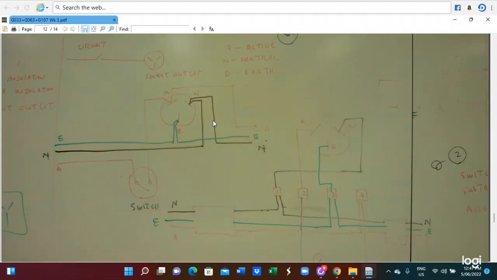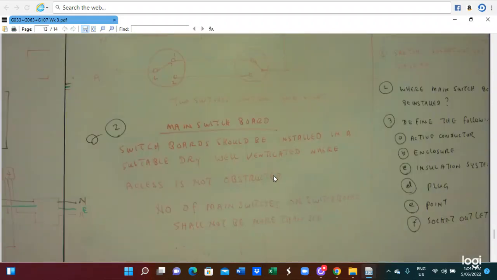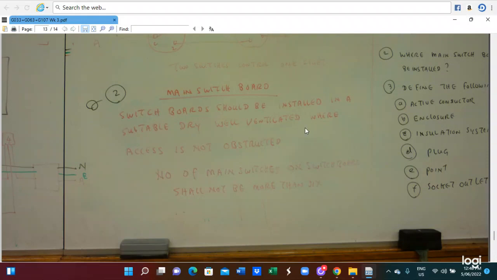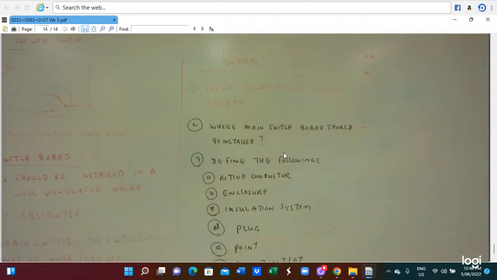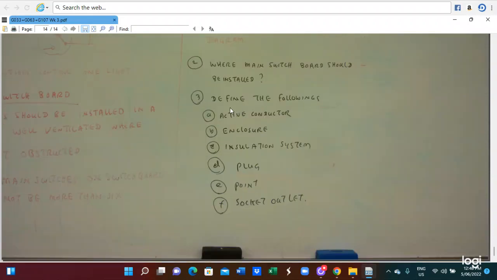This is a socket outlet connection diagram. For the wiring circuit, socket outlet, the electrical wire we connect like this. Also we see our main switch box. The switch box should be installed in a suitable dry, well ventilated place where the access is not obstructed. So this is a switch box connection diagram. So this is where the switch box should be installed, and we also have to do the exercise on the conductor, enclosure, insulation, plug, point, and socket outlet as well.